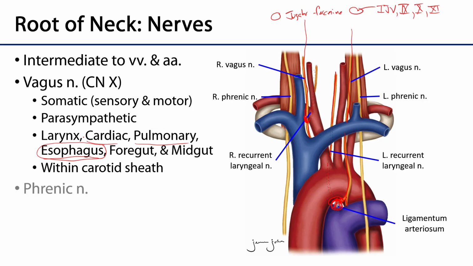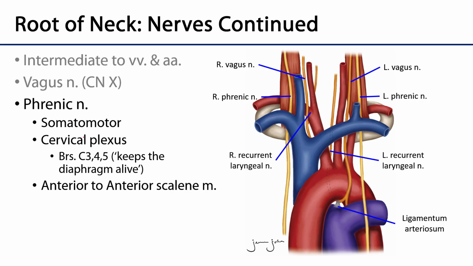The other neurological structure here that we want to see is the phrenic nerve, but let's look at this on a different slide, so we don't have as much real estate taken up by the vagus. Let the phrenic have its time to shine. So the phrenic nerve is formed from branches of C3, C4, and C5. So the mnemonic is C3, 4, 5, keeps the diaphragm alive. So these go out and form those nerves. So this is largely a cervical plexus nerve.